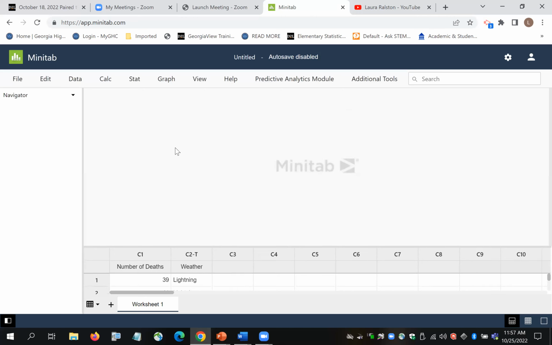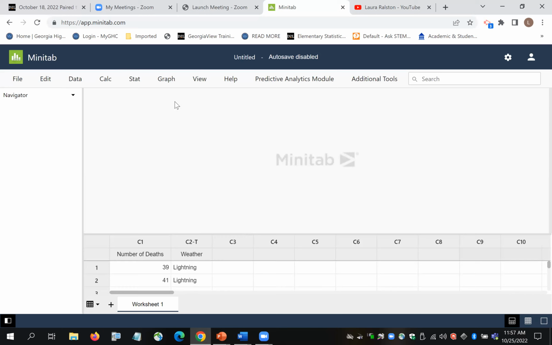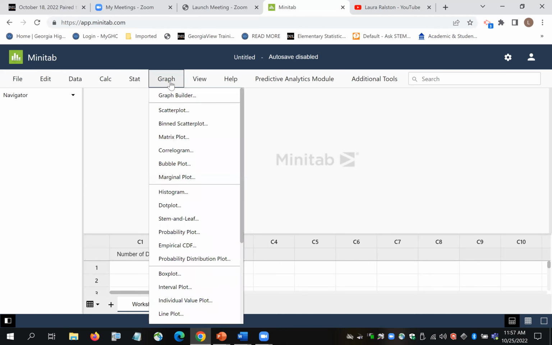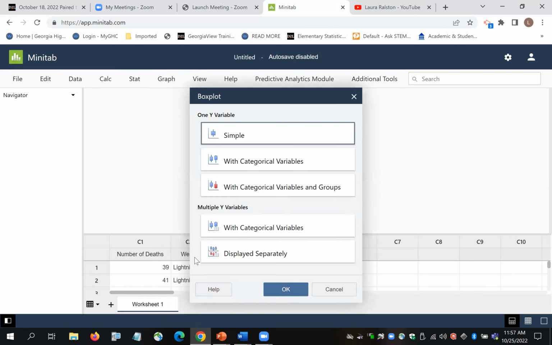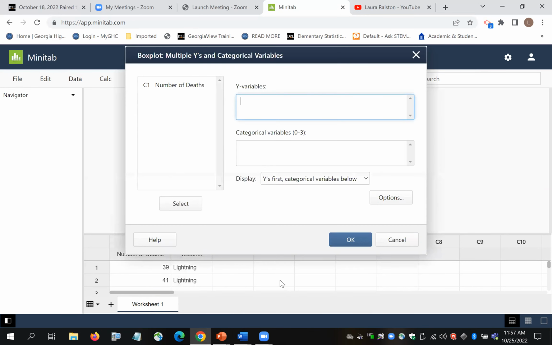Okay, again, I want to investigate whether or not it's normal. So I'm going to look at the box plots, and I want to look at them all at the same time. And this is on the PowerPoint, but I'm going to do it. Graph, box plot. We have them sorted with categorical variables. So I'm doing multiple Y's with categorical variables.